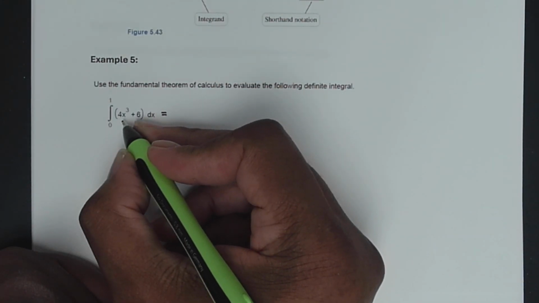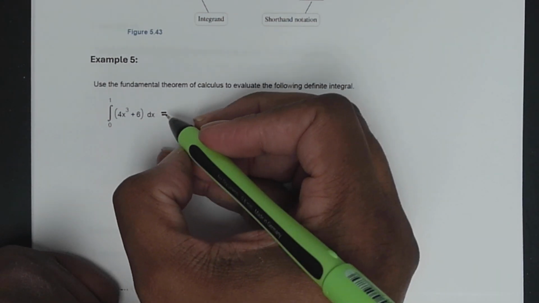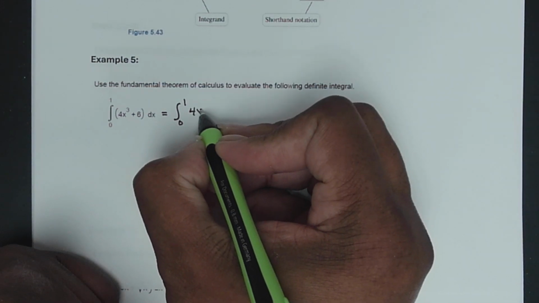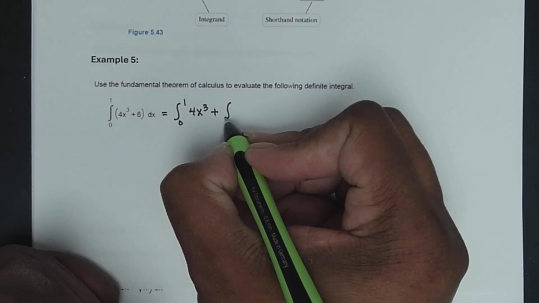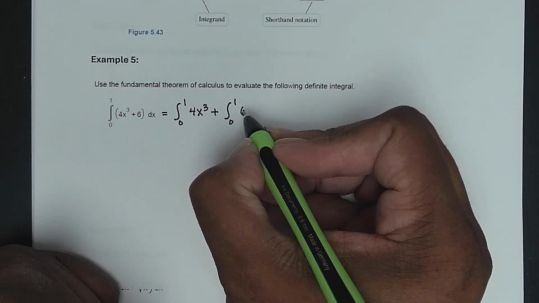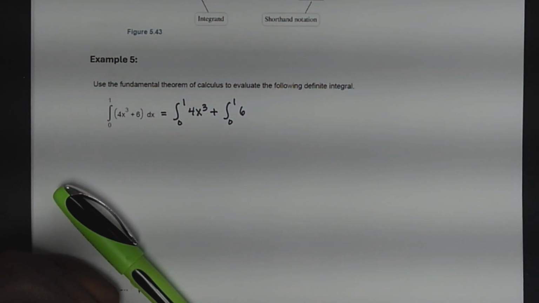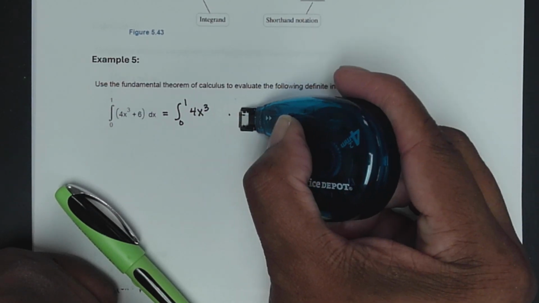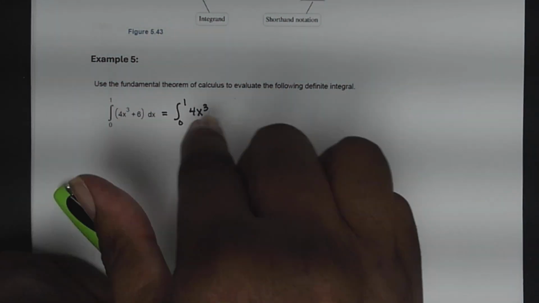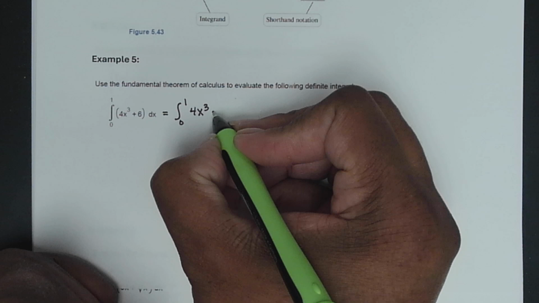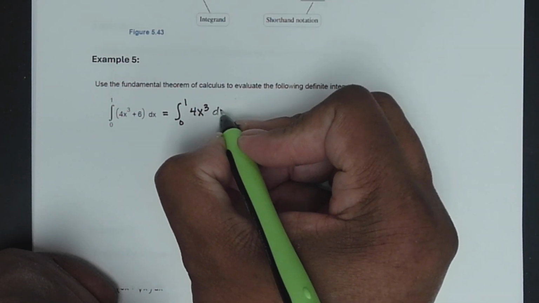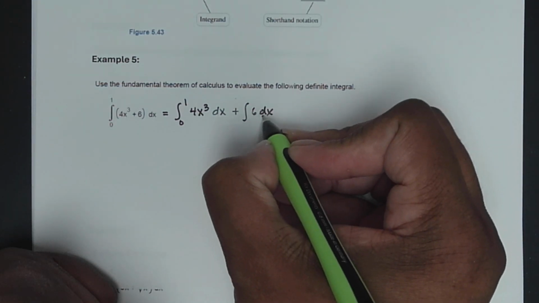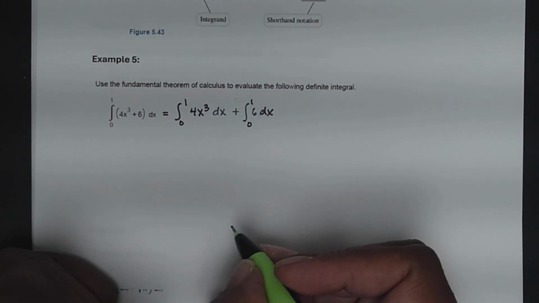We've got the integral of a sum. I can write this as a sum of their individual integrals. So this will be the integral from 0 to 1 of 4x cubed plus the integral from 0 to 1 of... I'm always leaving this off, it's got to be dx here. So let me write this out so I can include dx: the integral from 0 to 1 of 4x cubed dx plus the integral of 6 dx, from 0 to 1.